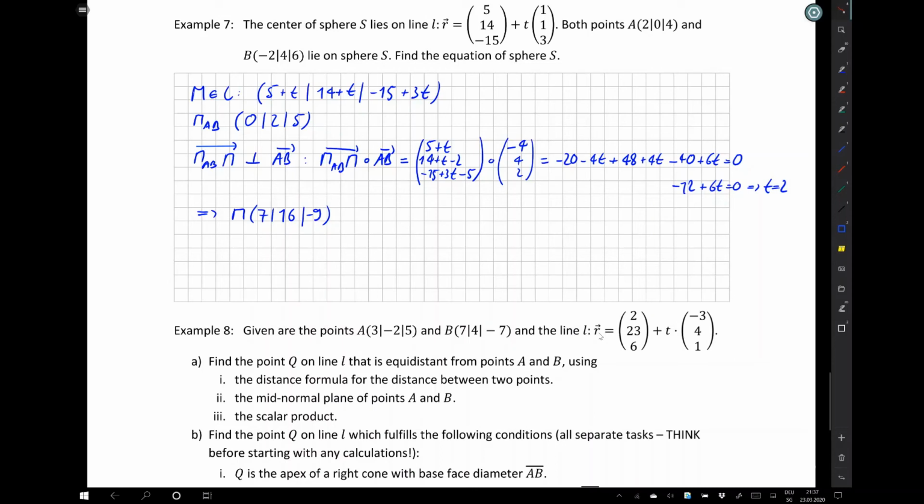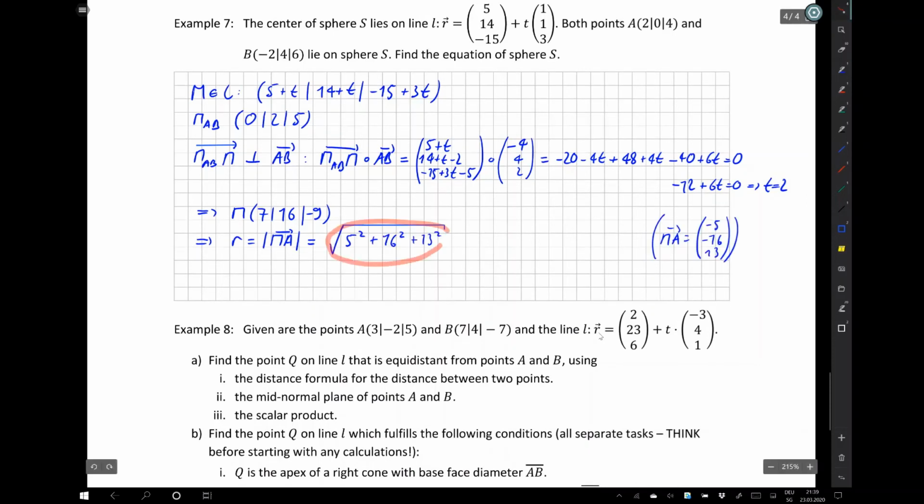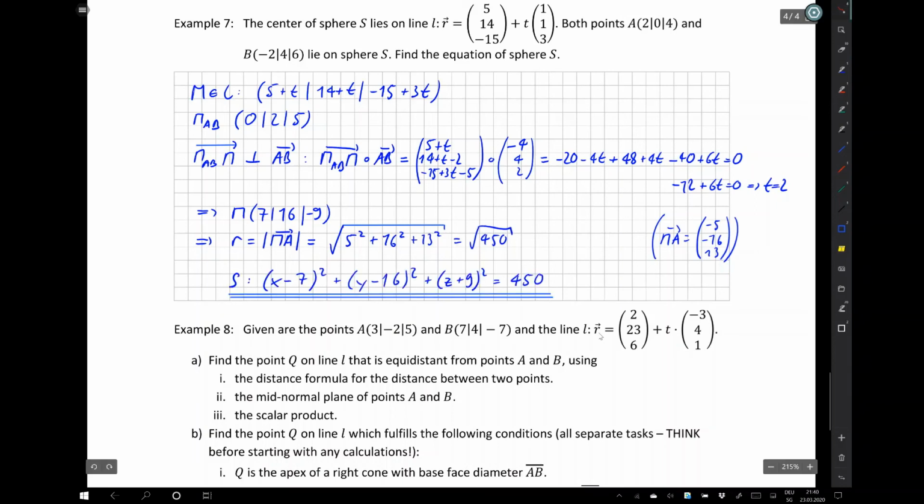And we have to find the radius now, which is just the length of the MA vector, which is the square root of 5 squared plus 16 squared plus 13 squared, since this is the MA vector. And we get the square root of 450 for the radius, and so we get the equation of the sphere, this here. Note that the 450 is just the square root of 450 squared.